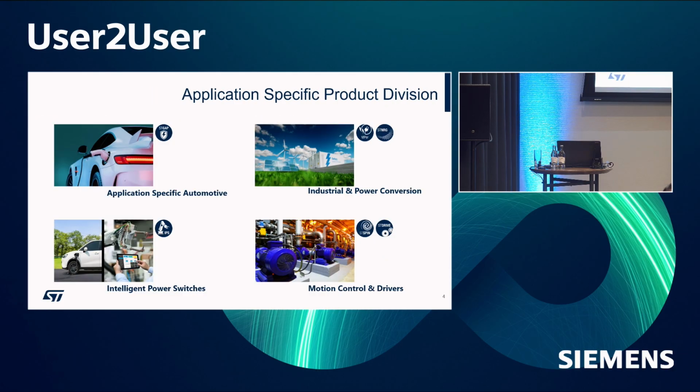Digging into the company, I belong to the application-specific product division, whose portfolio is spread over these main areas: automotive application-specific, industrial and power conversion, motion control and drivers, and intelligent power switches. Those are the brand badges we use when publishing our devices. And especially for the intelligent power switches, the test vehicle has been chosen in this field.